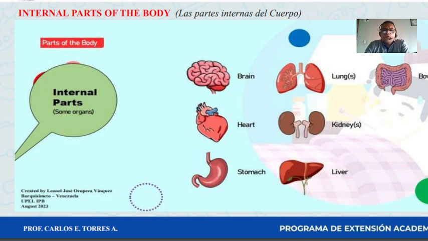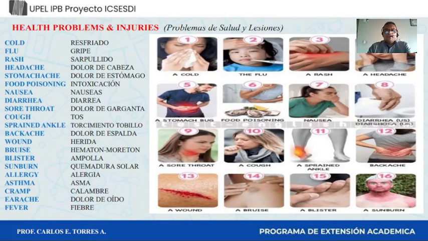So here in this image you have some internal parts that it's important that you recognize and identify. For example, we have here the brain, the lung, heart, kidney, stomach, and liver. So try to memorize all of these words because eventually you need to use them.